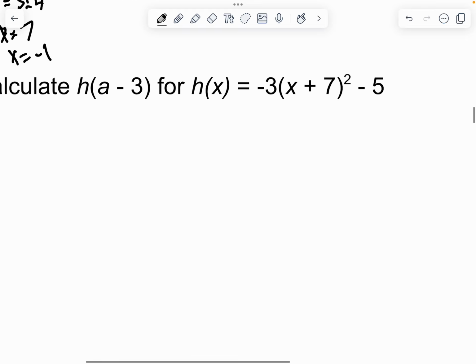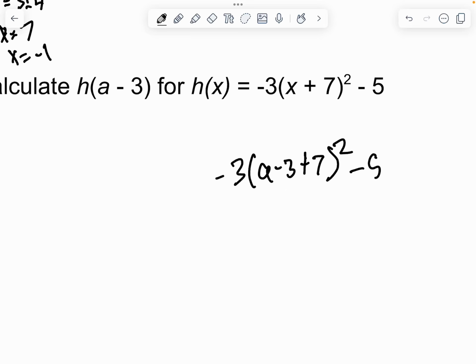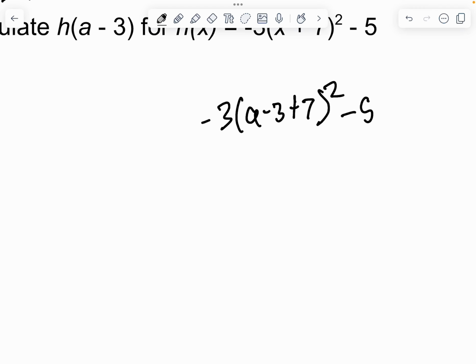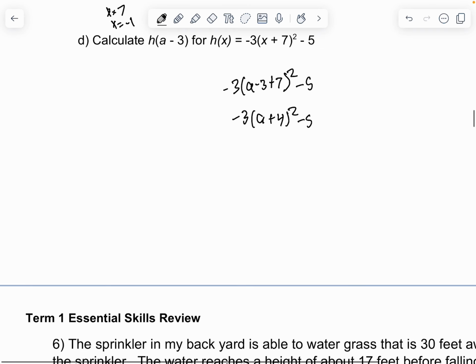H of a minus 3, all you do is plug it in for x. So -3 times a minus 3 plus 7 squared minus 5. So that's going to be -3 times a plus 4 squared minus 5. Now box it up to multiply it out.